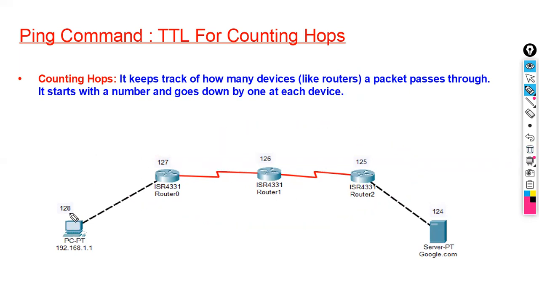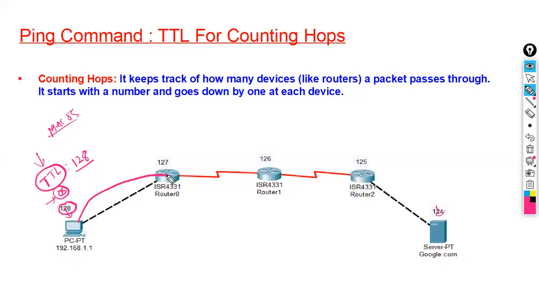Now, whenever I try to ping any destination, the TTL value is added by the operating system. This TTL value depends on which operating system you are using. If you are using the Windows operating system, it will add the TTL value 128. If you are using the Mac operating system, it will add the TTL value 255. Whatever the value, the usage is the same. So let us focus on 128. Let us say we are using Windows, which adds the value 128.